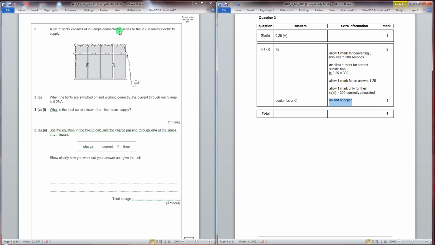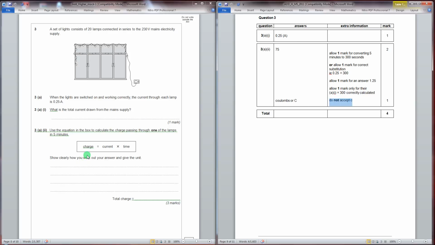Well, the key thing here is the fact that they're in series. If they're in series, then the 0.25 amps flows through each lamp in turn. And remember, current is not used up when it goes through the components. So the total current is the same as the current in an individual lamp, 0.25 amps. If they were in parallel, then it would have been 20 times the 0.25, but it says very clearly they're in series, so just the 0.25.